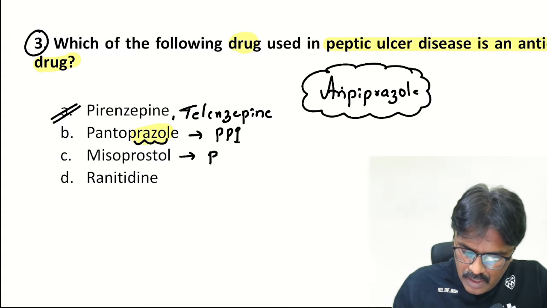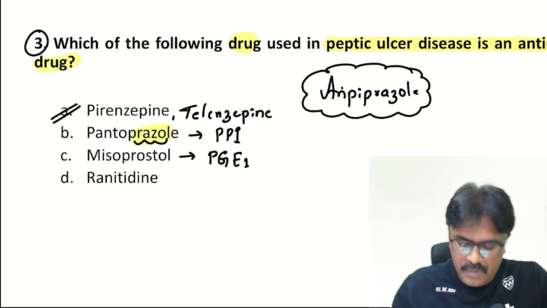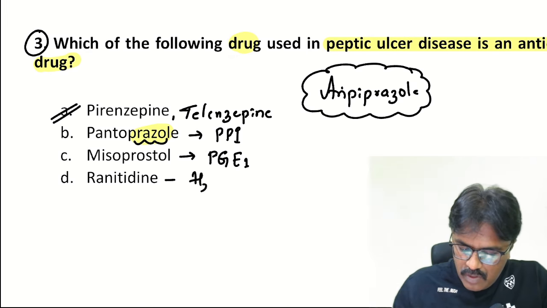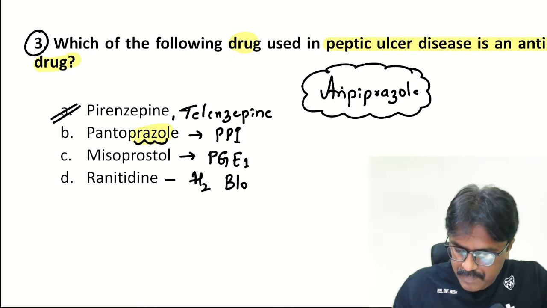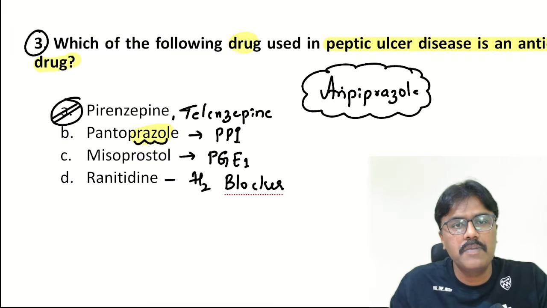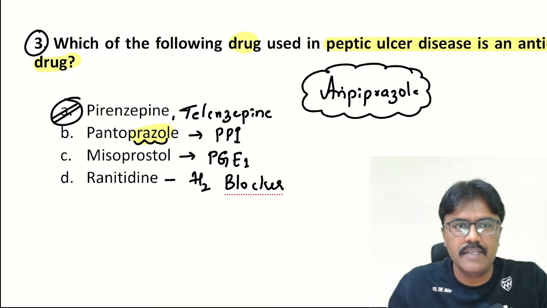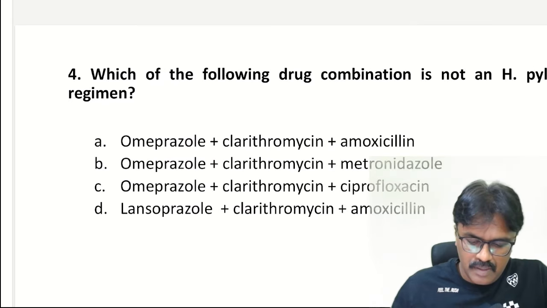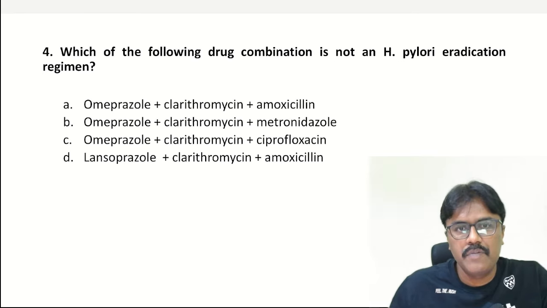Misoprostol is a prostaglandin E1 analogue that is also used in peptic ulcer disease. Ranitidine is an H2 blocker. So among the options, option A, pirenzepine is the right answer. Let's move to the fourth question. Which of the following drug combinations is not an H. pylori eradication regimen? So you have four options.